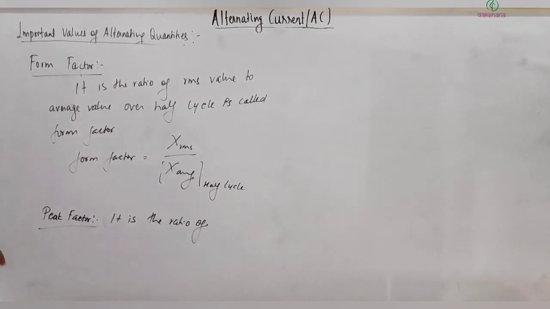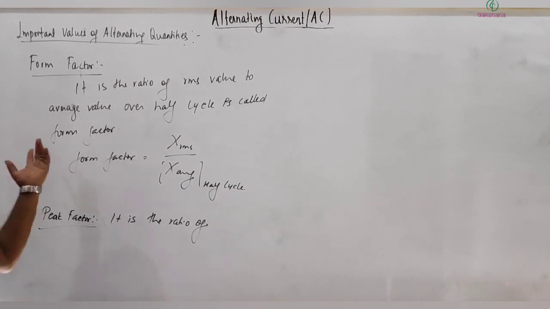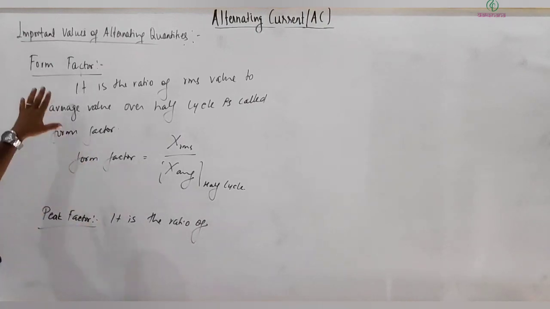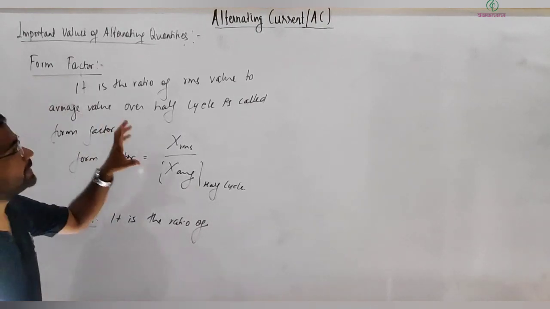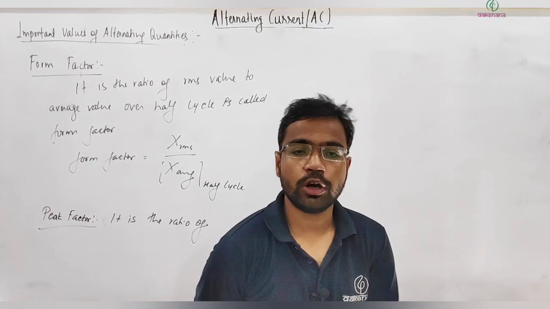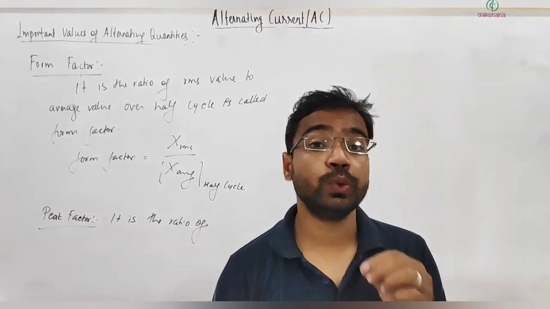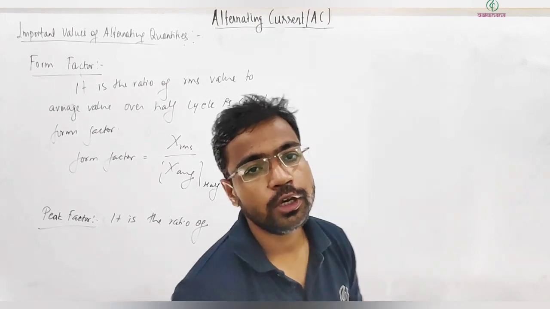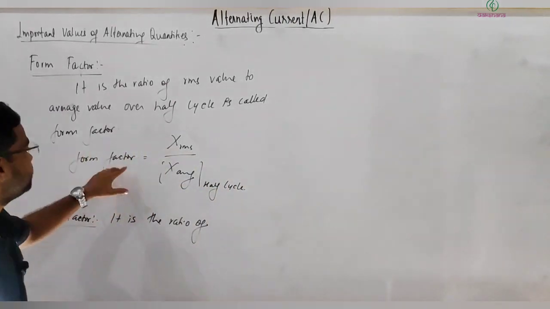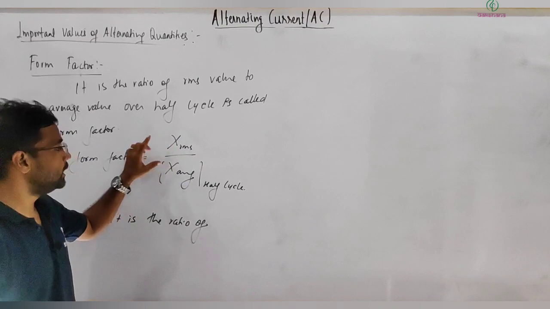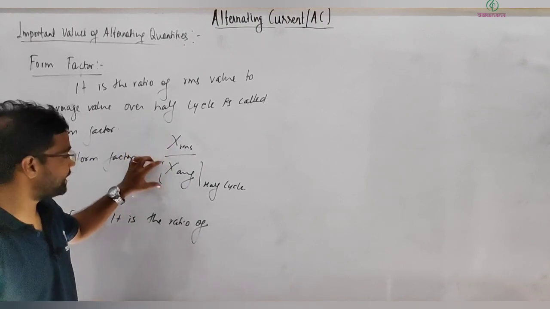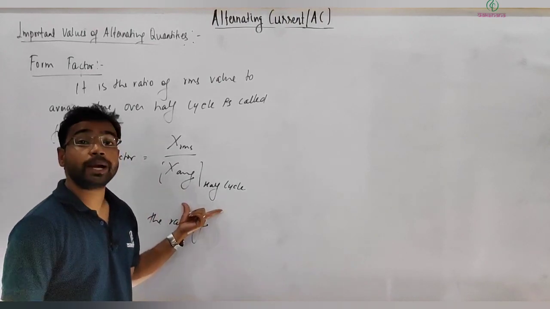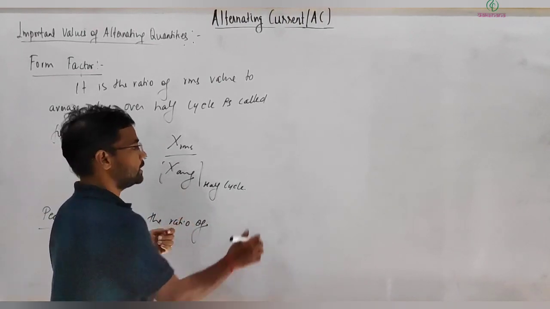Okay, so two more terms here. You just need to know, sometimes if it is given somewhere, then you must understand its meaning. So one term is form factor. It is defined as the ratio of RMS value of alternating quantity to its average value over half cycle. Simply that ratio we call form factor. So if X is any alternating quantity, then value of X RMS divided by X average over half cycle, because you know X average over complete cycle will be 0, right, for sinusoidal function.